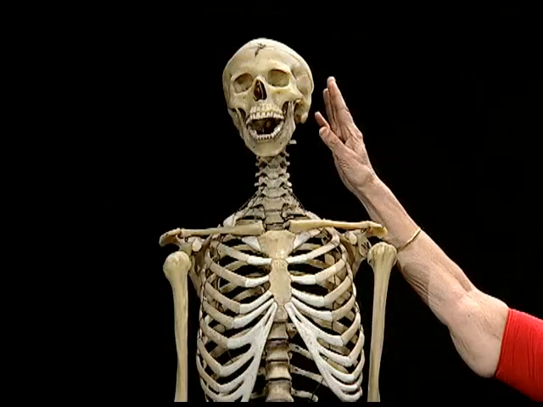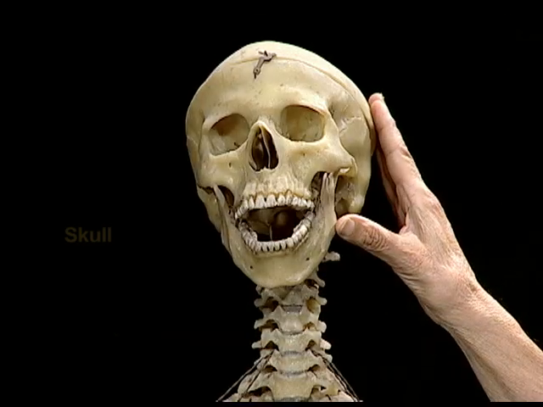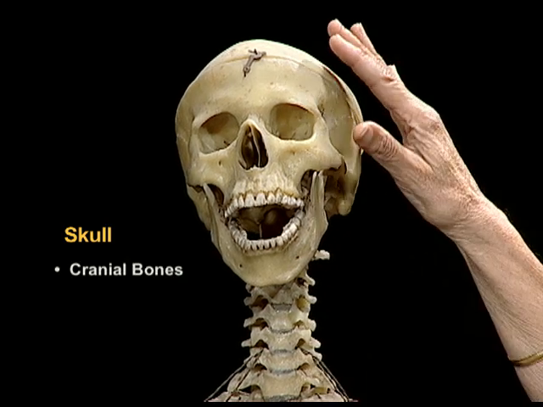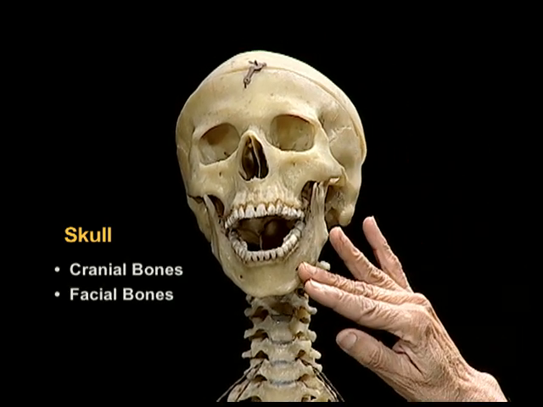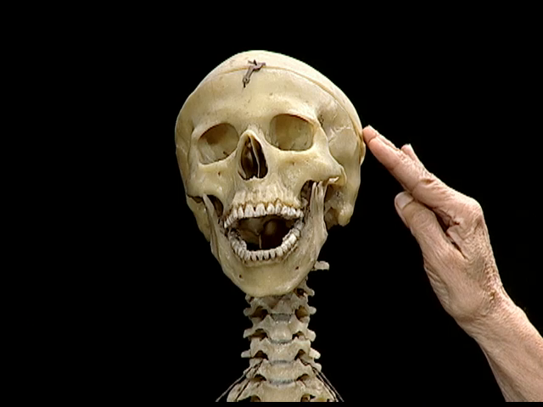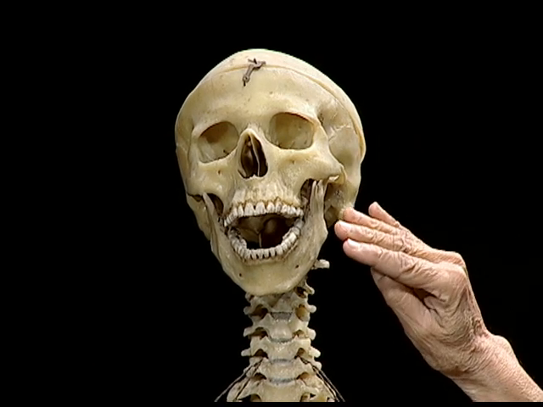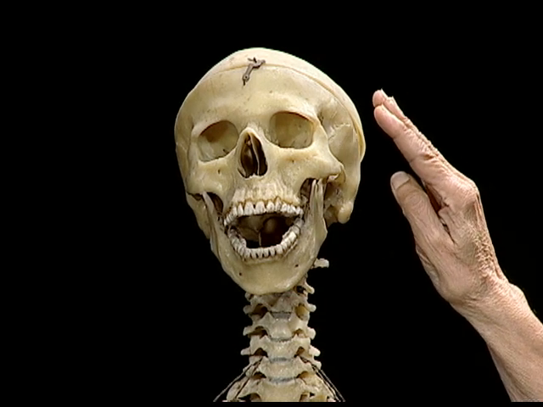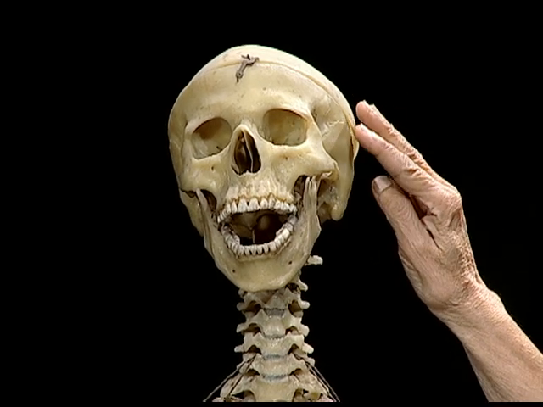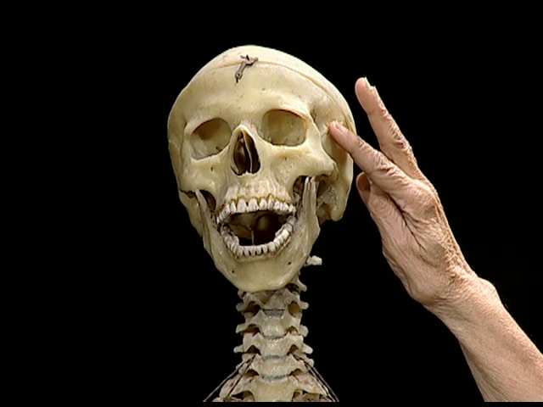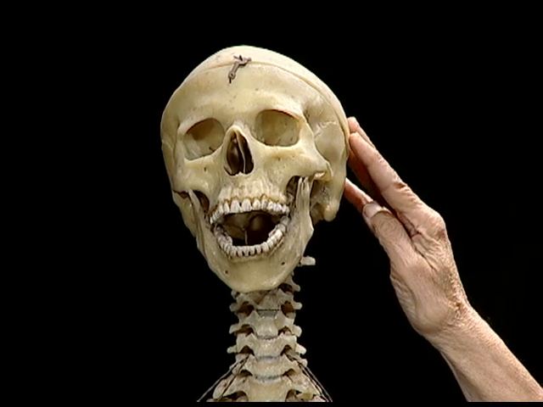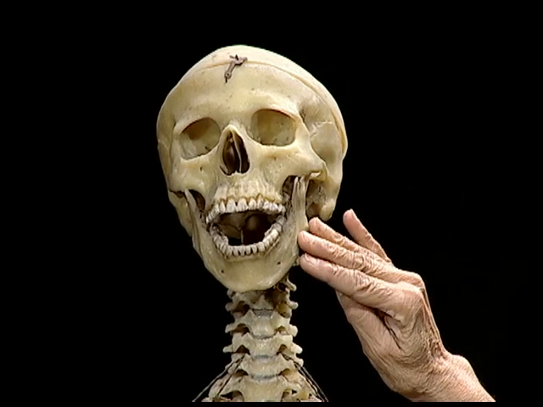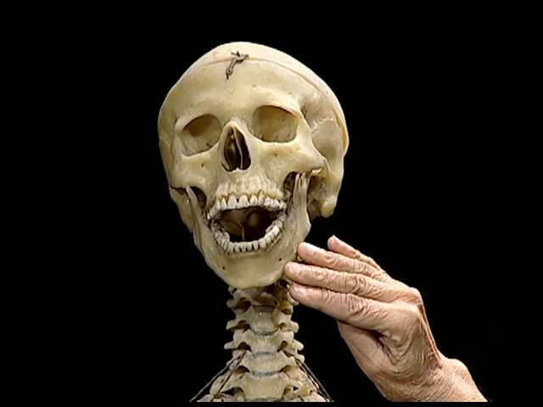You can see the skull here. It has two parts, the cranium and the facial bones. There are 8 bones in the cranium and 14 bones in the facial region. The cranium bones are attached to each other by sutures, so they do not move much. Facial bones make the face.